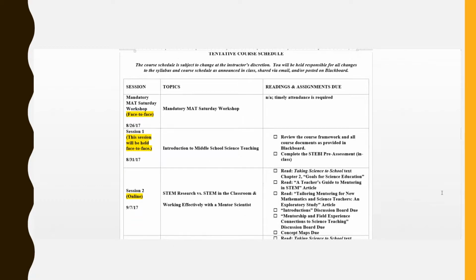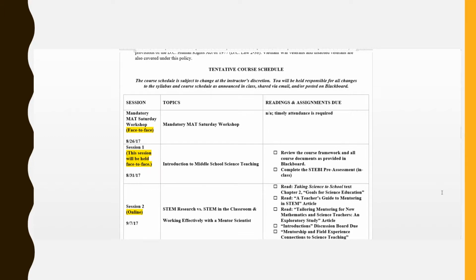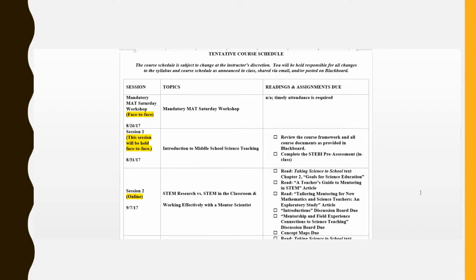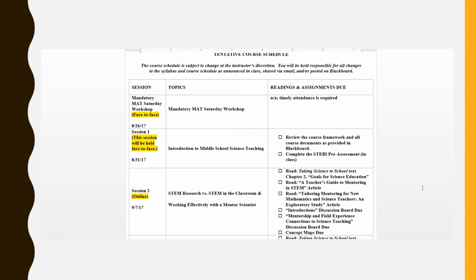So this is probably what you're really wanting to get to, and that's your course schedule. The course schedule has been mapped out for you for the entire course. You'll see here each of your sessions, the date of the sessions and the format of the sessions, the topics for what you'll be covering, and what is due on those sessions. So you'll see here, for instance, that in session 1, we'll be talking about an introduction to middle school science teaching. We'll review the course framework, we'll review the course documents, and we'll complete the STEBI pre-assessment.